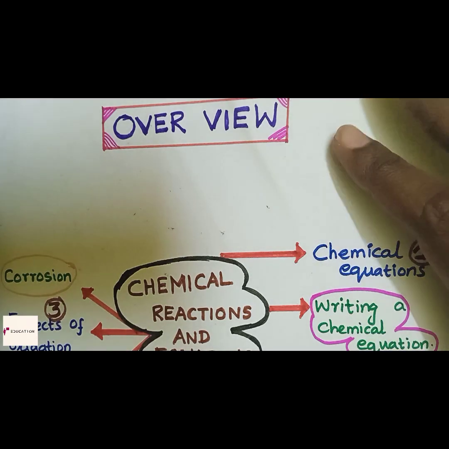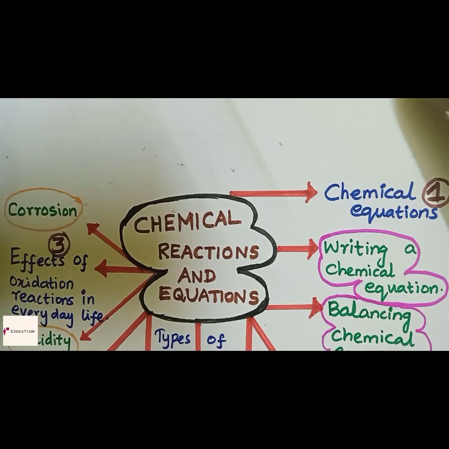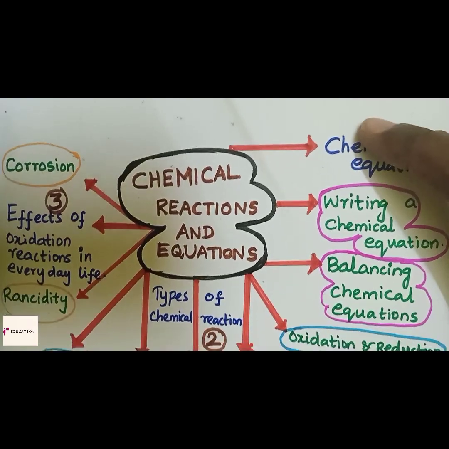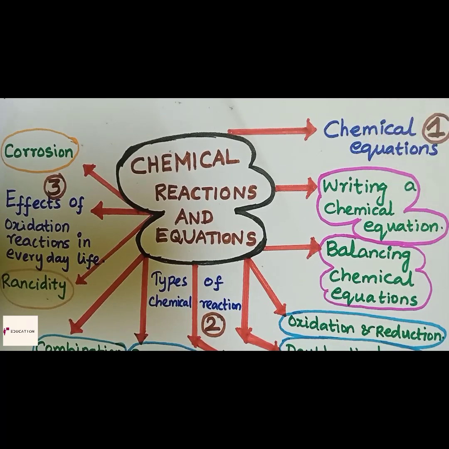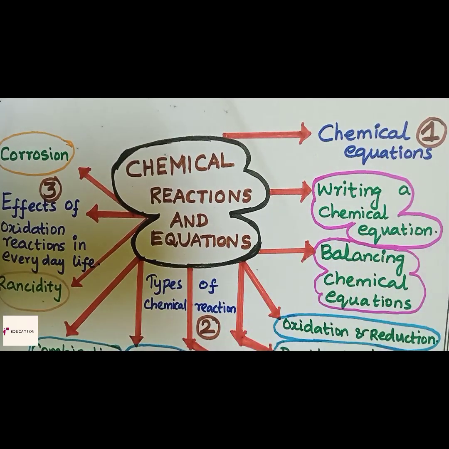Okay, so in this overview I have given what the subtopics are. This is the overview of the chemical reactions and equations chapter. The first one is chemical equations. Under the chemical equations, what are we going to learn here? Writing a chemical equation, balancing a chemical equation, and how to balance a chemical equation. So what is writing a chemical equation?